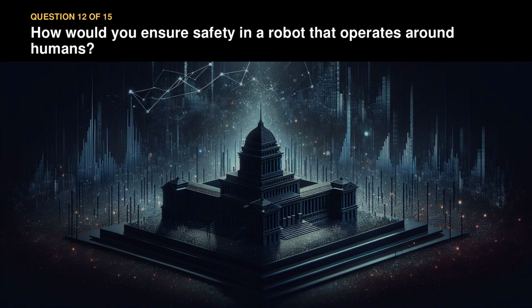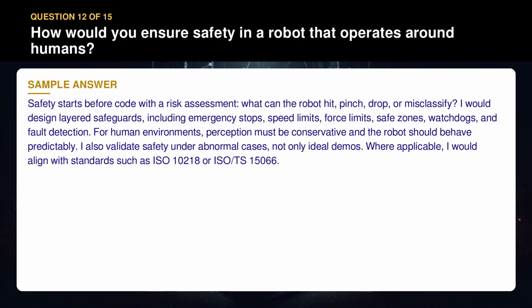Question 12. How would you ensure safety in a robot that operates around humans? Safety starts before code with a risk assessment. What can the robot hit, pinch, drop, or misclassify? I would design layered safeguards, including emergency stops, speed limits, force limits, safe zones, watchdogs, and fault detection.